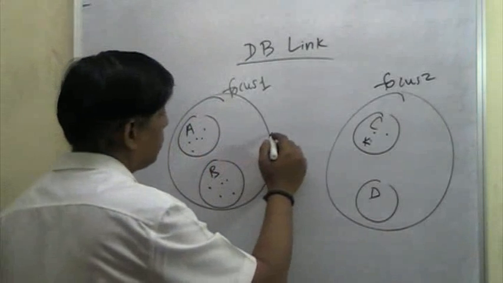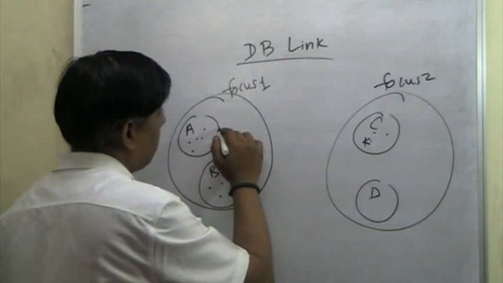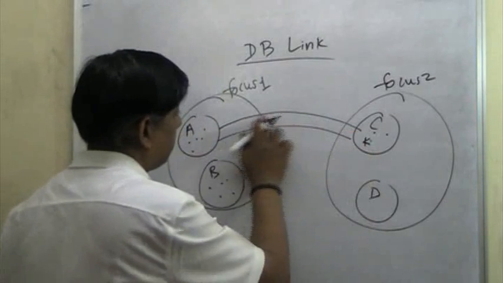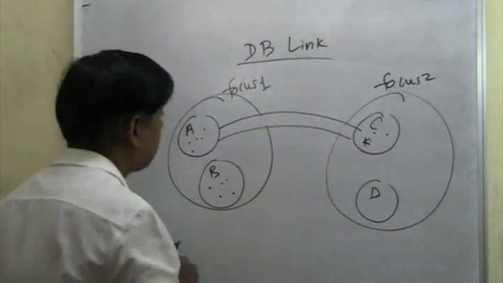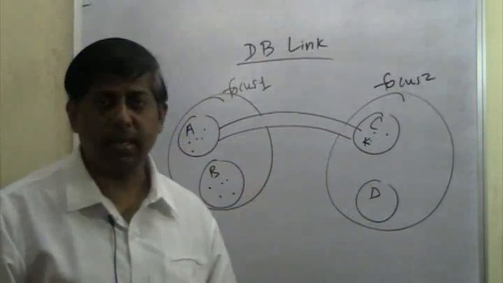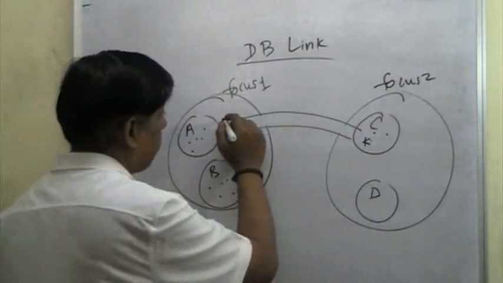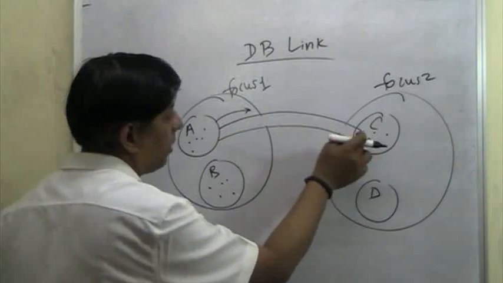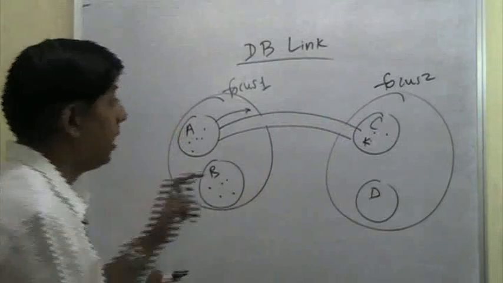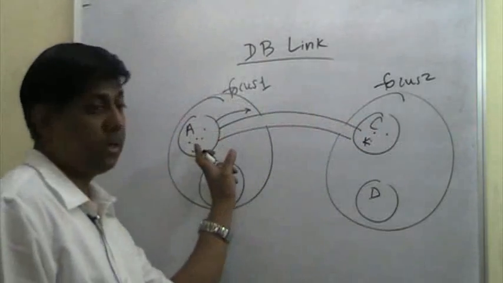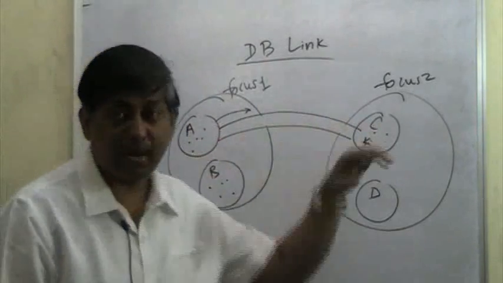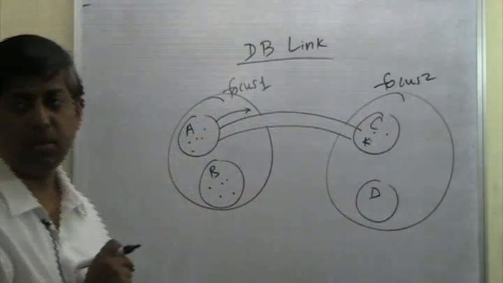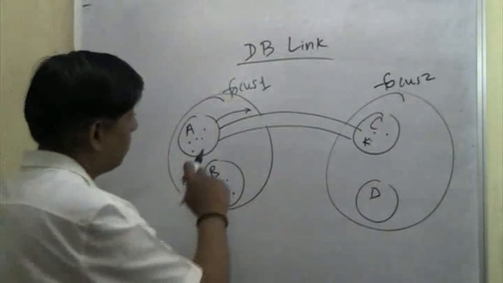DB link is a connection between one schema in one database to another schema in another database. DB link is one way, in the sense that this user will be able to do whatever he needs to do from this schema. Can user C do the same thing over here? No. It's one-way traffic. Only user A can see what is inside user C. So this is the concept here.